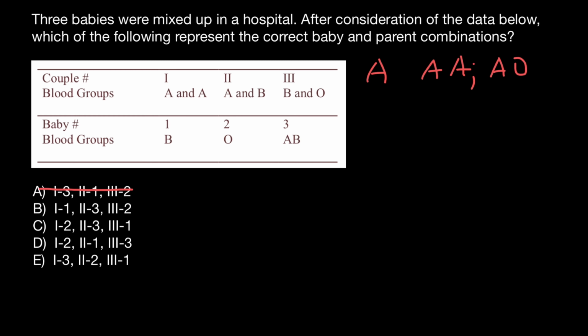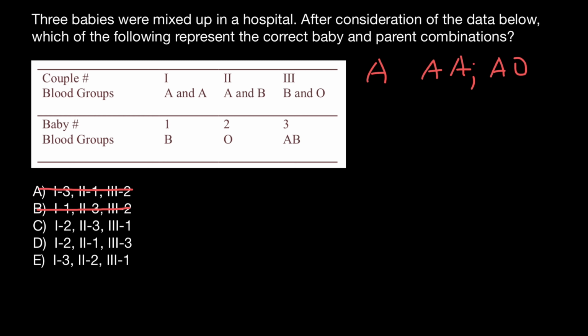Now let's check variant B, parents of the group 1 and child of the group 1. Again, parents who belong to the blood group A don't have a B allele, so they cannot have a child of the blood group B. So we can also cross out this variant.